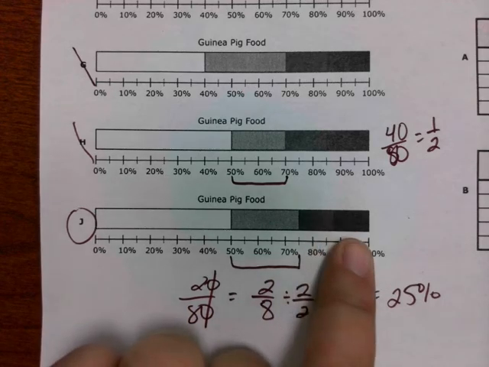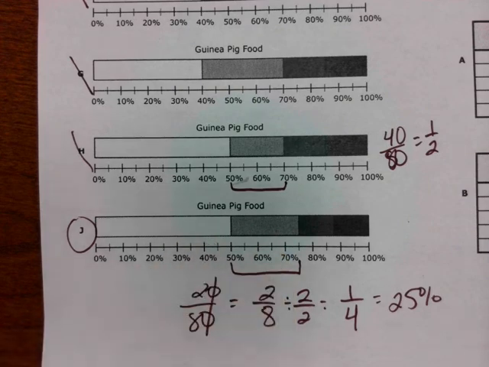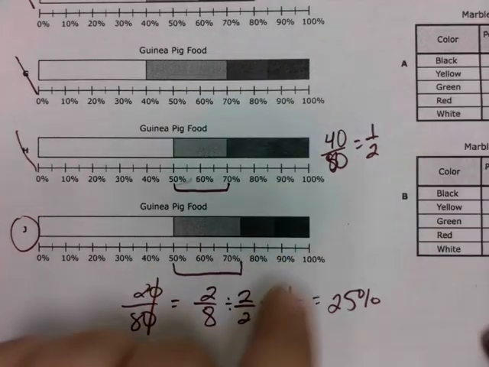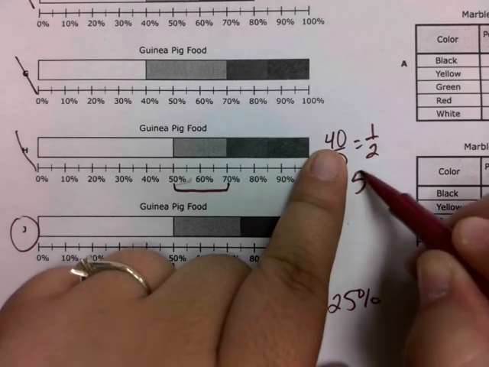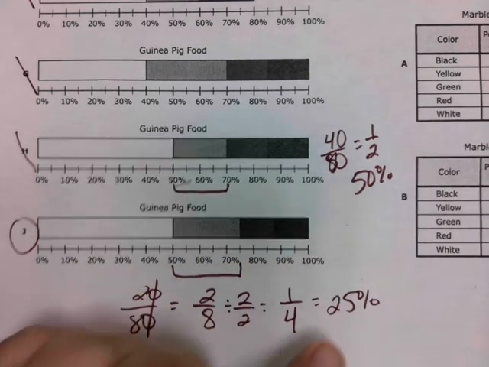We don't even have to worry about these 2 because we proved that these 2 are correct. All right, remember guys, 1/2 is 50%. Y'all got to know these. 1/2 is 50%, and then 1/4 is 25%. Those are 2 common ones you need to know.